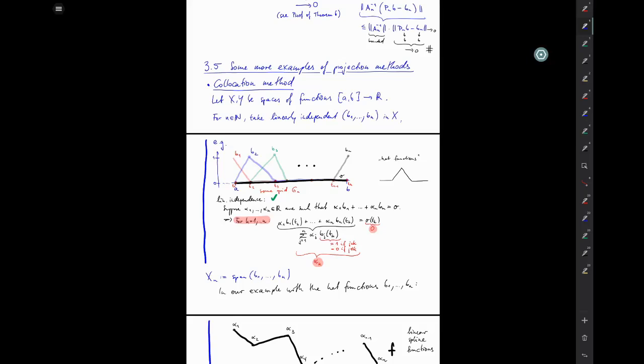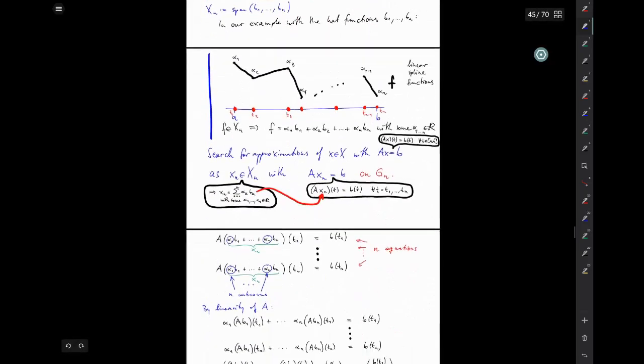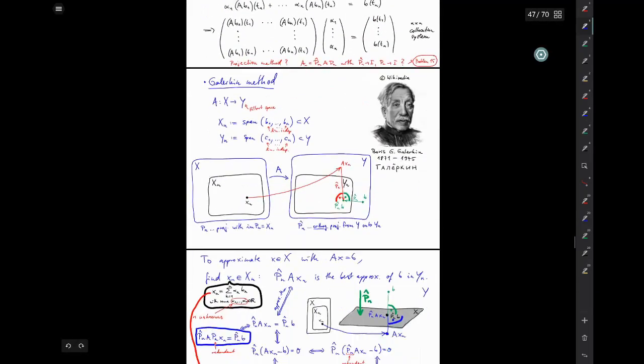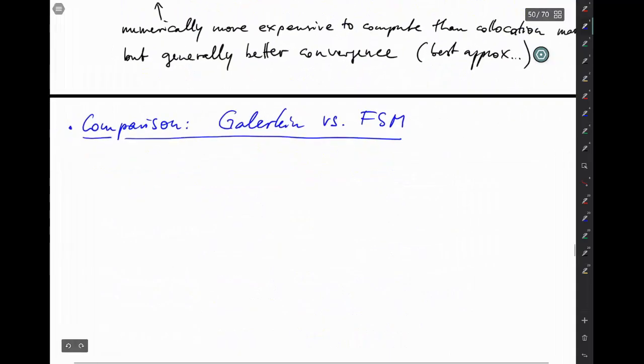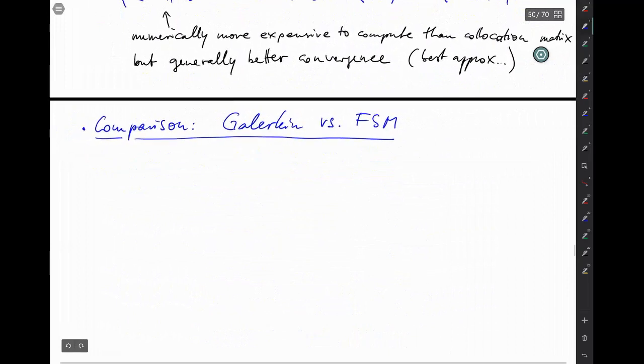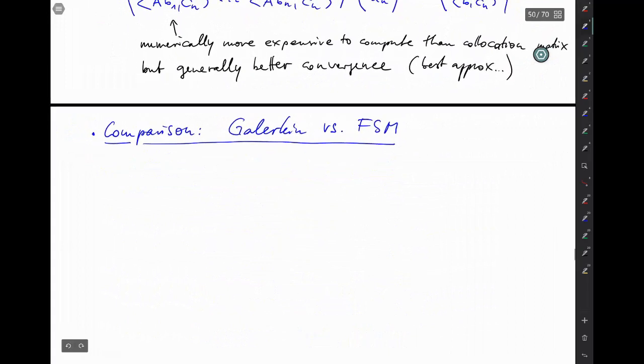Let me conclude this section 3.5 on some more examples of projection methods by a comparison where we compare the Galerkin method and the finite section method. And the starting point is the Galerkin method, where we have spaces X and Y and bases in Xn and Yn.